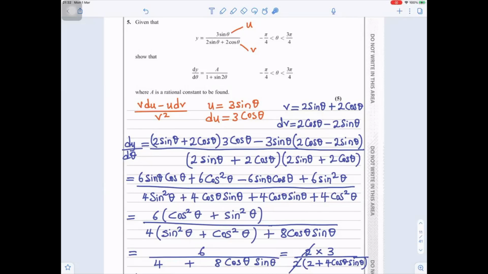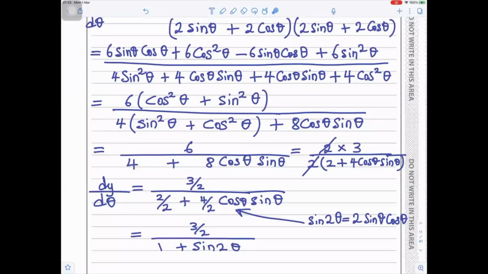So cos squared theta plus sine squared theta is 1. It's identical to 1. And this one is identical to 1. So you end up with 6 over 4 plus 8 cos theta sine theta. And this is where you have to make some arrangement to get it to what they want you to. 6 is the same as 2 times 3.